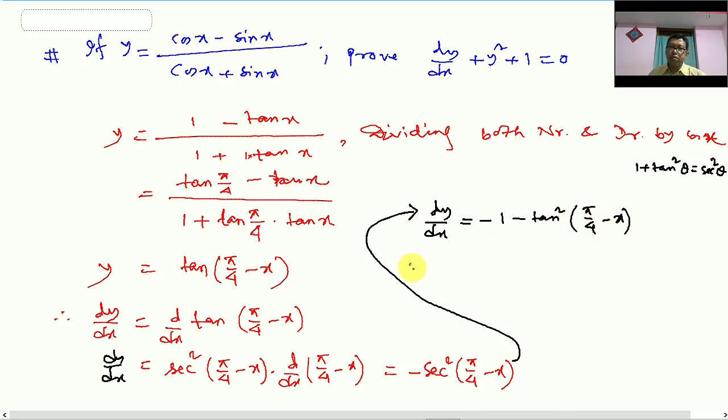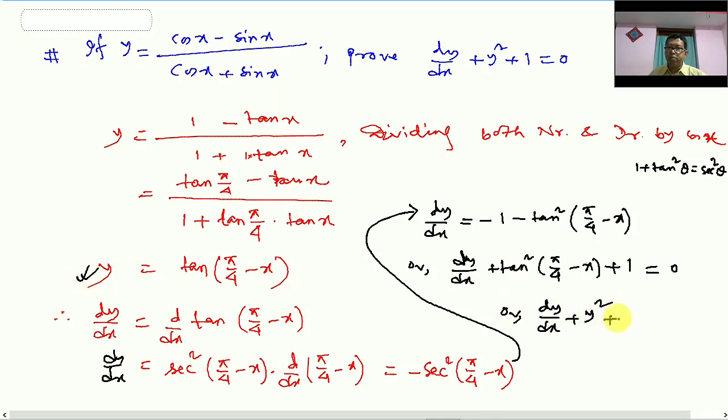Take all of them on the left side. dy/dx plus tan square of pi upon 4 minus x plus 1 is equal to 0. What is tan of pi by 4 minus x? This is equal to y. So you replace it by y square plus 1 is equal to 0. Is it your proof? Yes, this is your proof, hence proved.